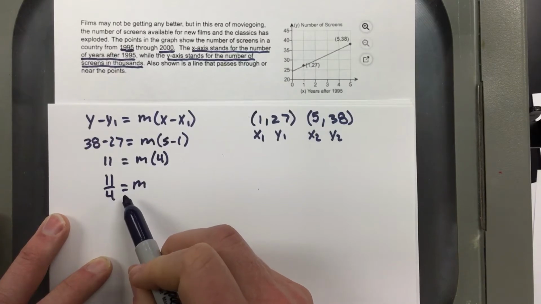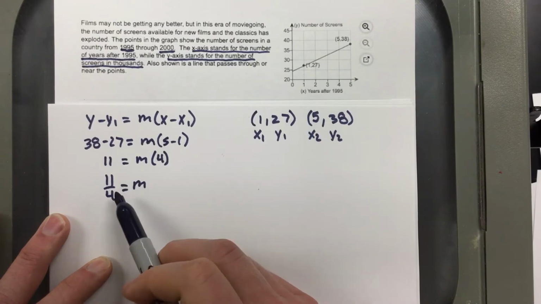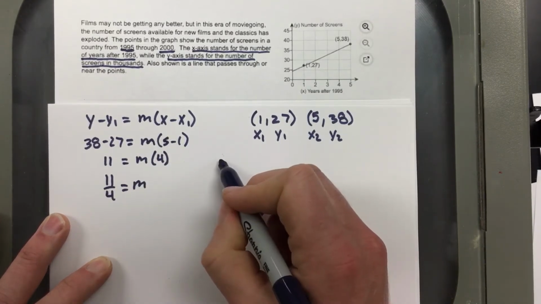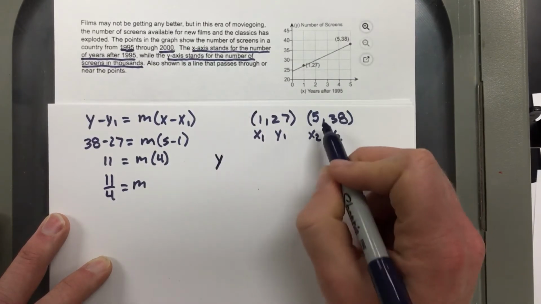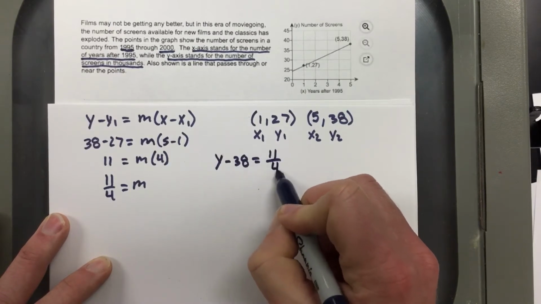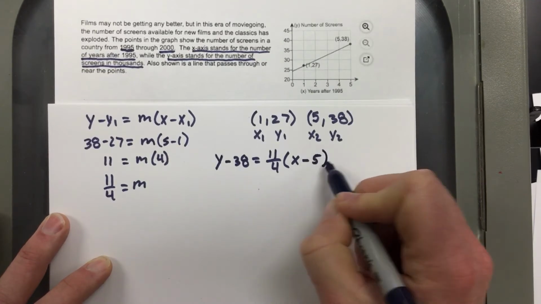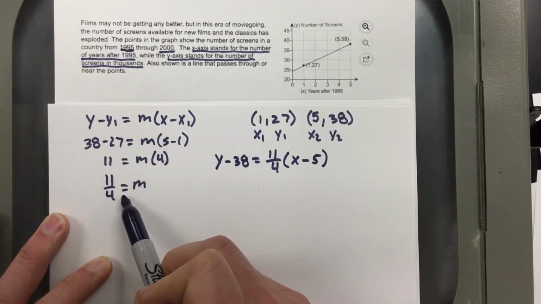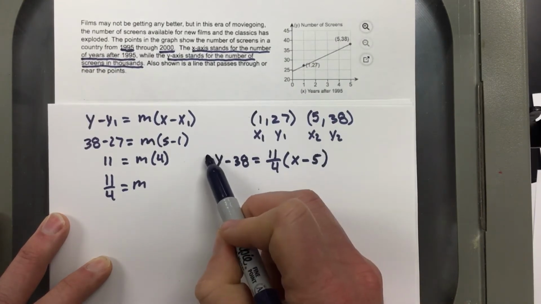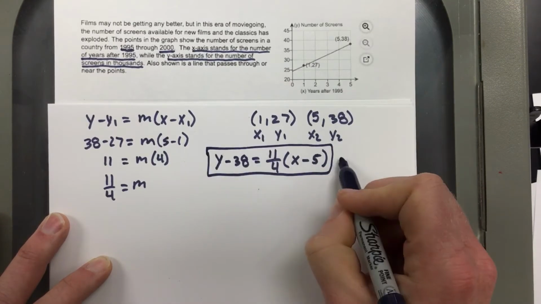So the line that I need to write has a slope of 11 over 4. What I do now is plug that into point-slope form along with a coordinate, and I'll have my equation. I'm going to use this coordinate: y minus 38 equals 11 over 4 times x minus 5. As you can see, I use the two coordinates to find the slope, and then I take the slope along with a point, plug it into the equation, and this is now my point-slope form equation.